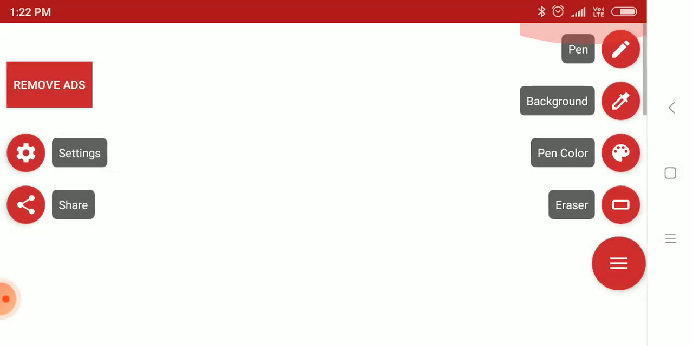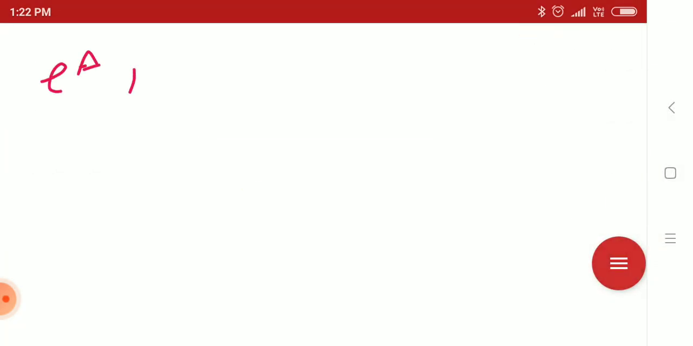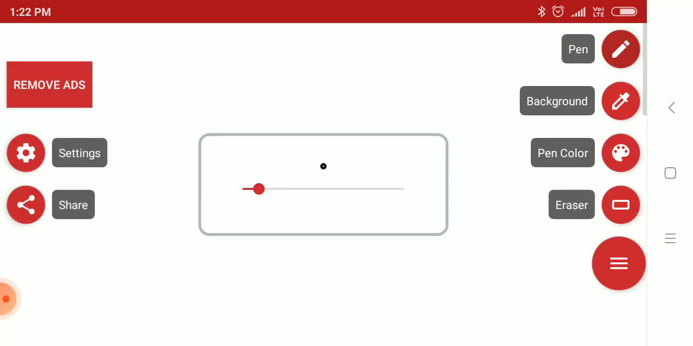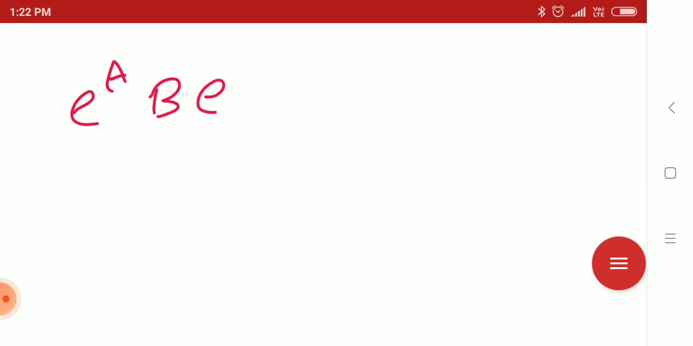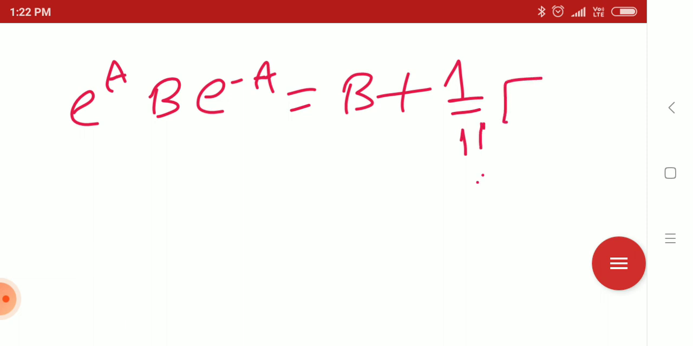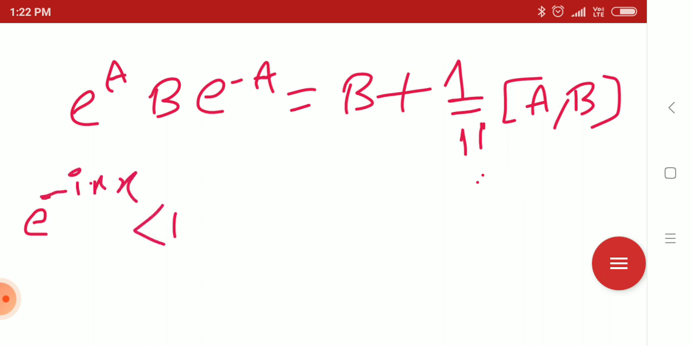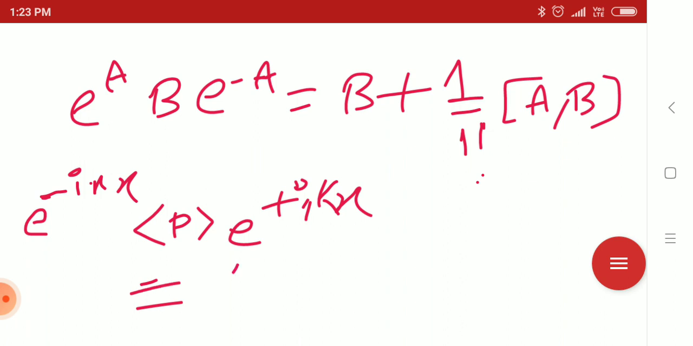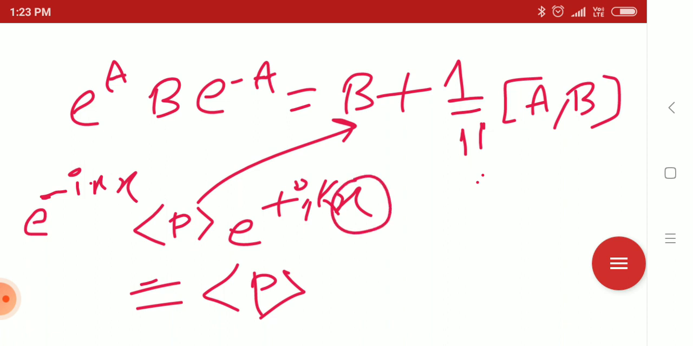So we can write e to the power A, B, e to the power minus A as B plus, only two terms I will write, only that is needed here, 1 by 1 factorial, the commutation relation A comma B. Comparing that, we can write e to the power minus ikx, expectation p, e to the power plus ikx. The expectation p will be B, and minus ikx will be A. This is a trick by which we can solve easily.